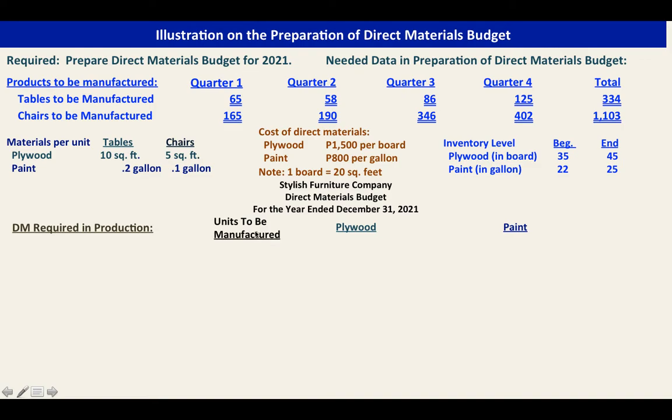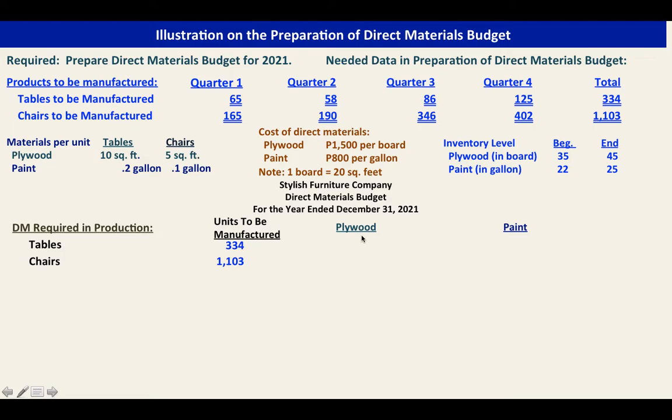Okay? So we need to know the units to be manufactured for our product. And we have two products, tables and chairs. For tables, we are going to manufacture 334 units and for chairs 1,103 units. Of course, these units to be manufactured are based on our production budget.